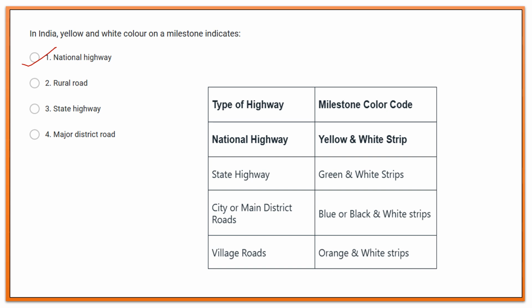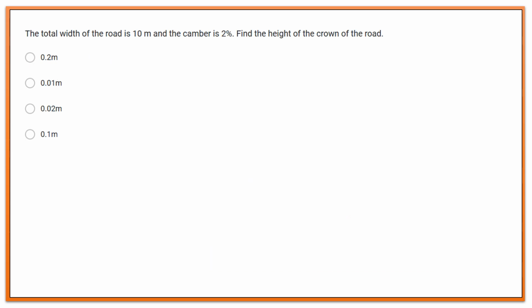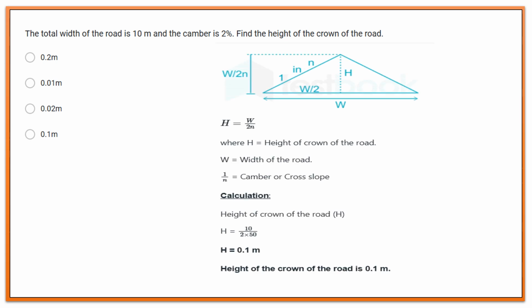The next question, question number 2. The total width of road is 10 meter and camber is 2%. Find the height of crown of road. So this is the diagram for the height of crown. h is the height of crown and here h is equal to W by 2n. W is the width of the road and n is the cross slope or the camber. Here the camber is given, which is 2%.